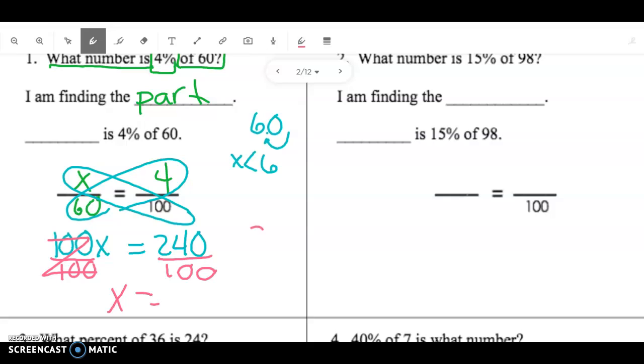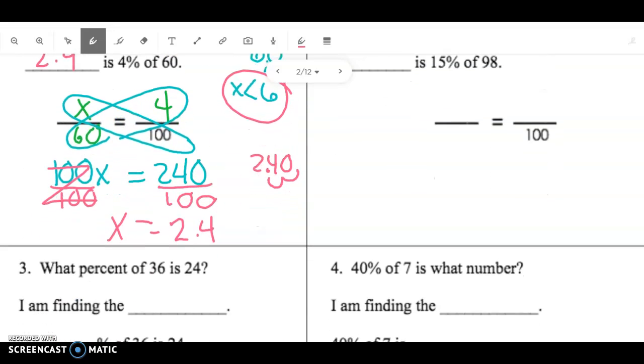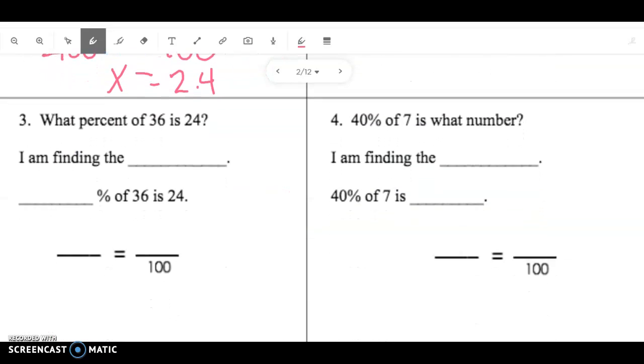When I'm going to divide a number by 100, all I have to do is move the decimal 2 places to the left. So starting here, I'm just going to come over 2 places and put my decimal. So x equals 2.4. If I wrote the number 24, that wouldn't work with my estimation that my answer has to be less than 6. So back up to the top here, I'm going to write in 2.4 is 4% of 60. I'm going to scroll down to 3 and do this one.